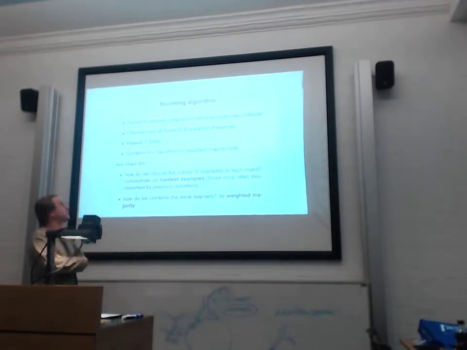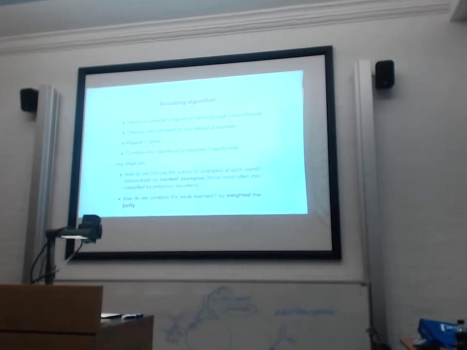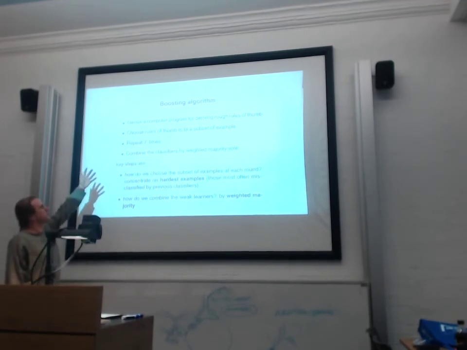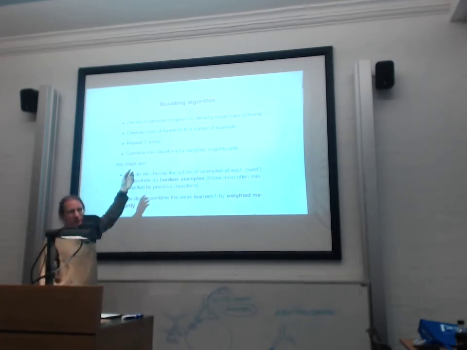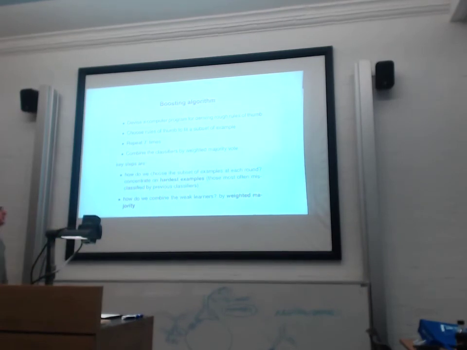At a high level, the boosting algorithm works like this. We have some system, some oracle, some computer program that can derive rules of thumb from the data, where we just try to achieve better than 50% weighted error. We keep repeating this a number of times. We combine the classifiers with a weighted majority vote like we did in online learning before, and this is boosting.